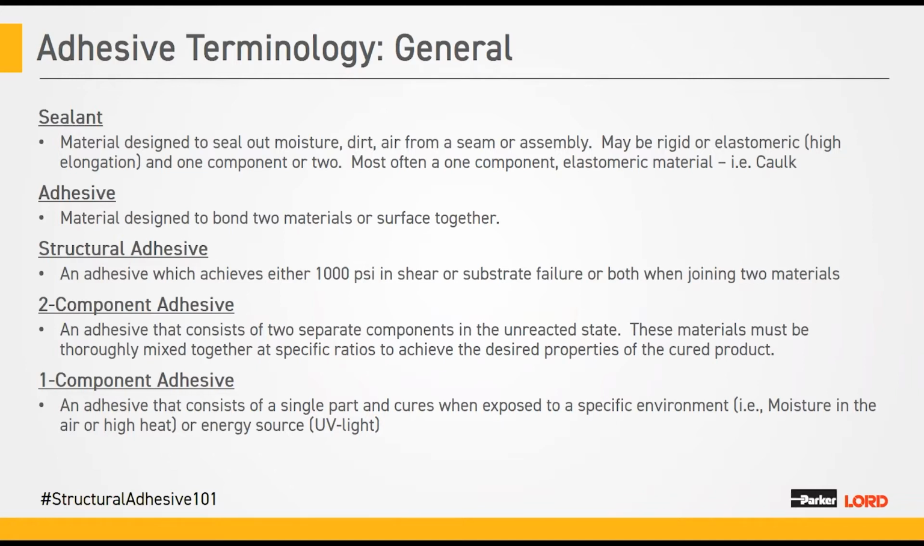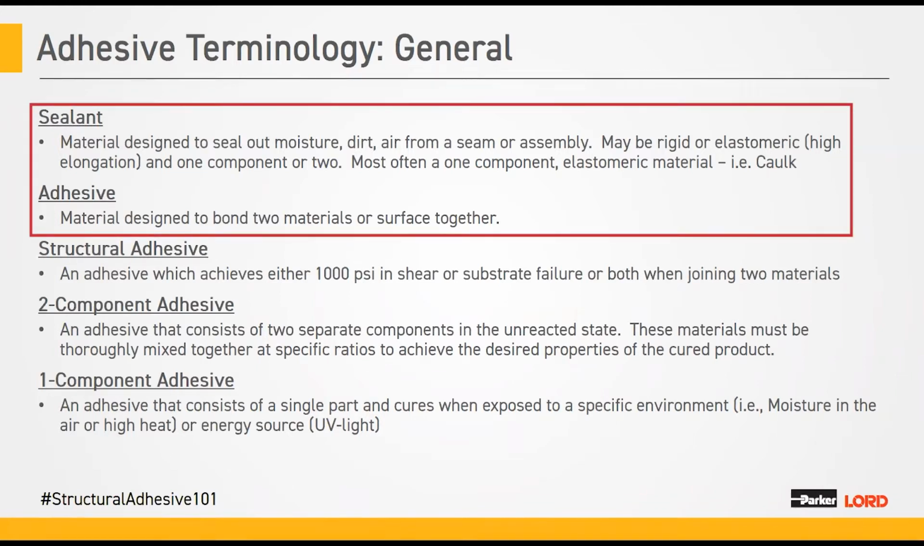So the first two topics I want to talk about is adhesives versus sealants. Adhesives are materials that are designed to bond two surfaces or two materials together. A sealant is a little bit different. This is a material that may or may not bond to the surface well, but it's designed instead to seal out moisture, air, etc. from a seam or an assembly. It can be rigid or it can be an elastomeric, so a high elongation material. It can be one component or two component. Most often in the industry, you'll see a one component material that's typically elastomeric. A good example of that would be caulk.